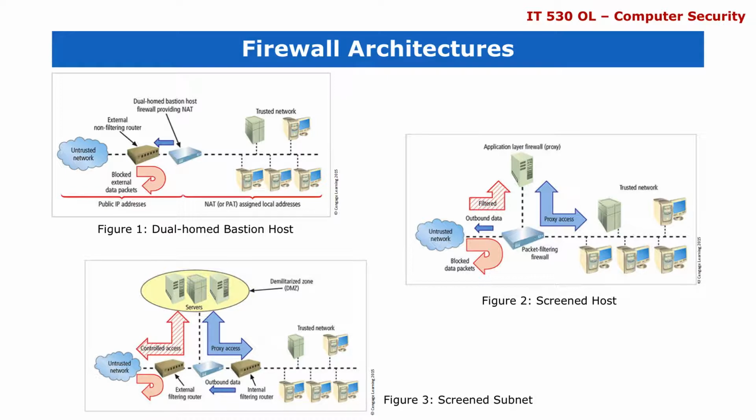The screen subnet implementation architecture usually protects two functions. One, it protects the DMZ system and information from outside threats, and also it protects the internal network by limiting how many external connections can gain access to the internal system.